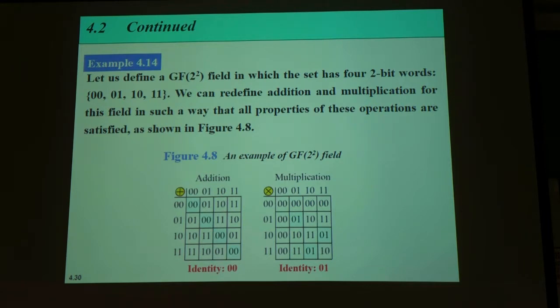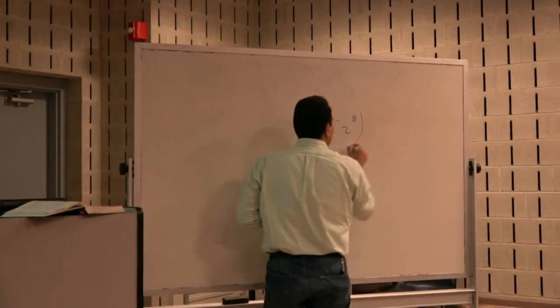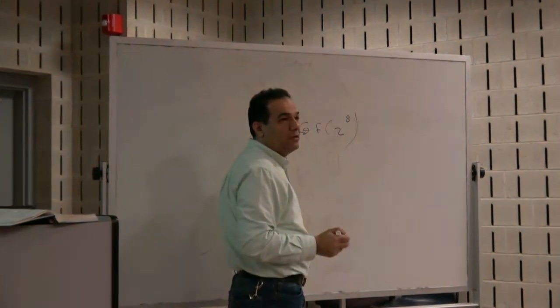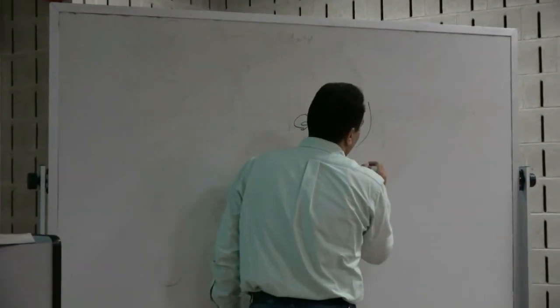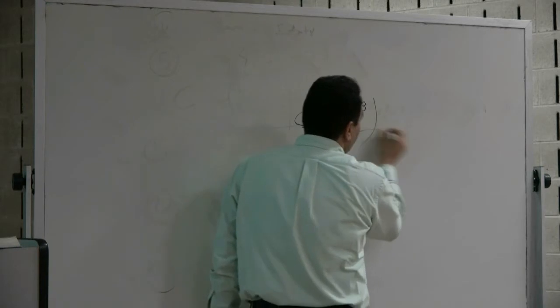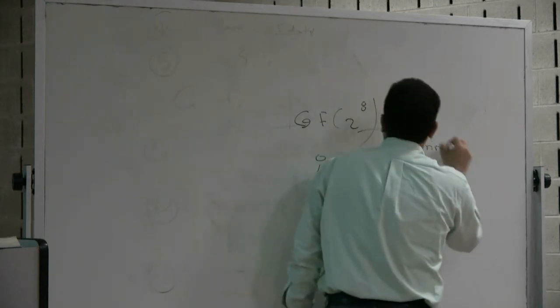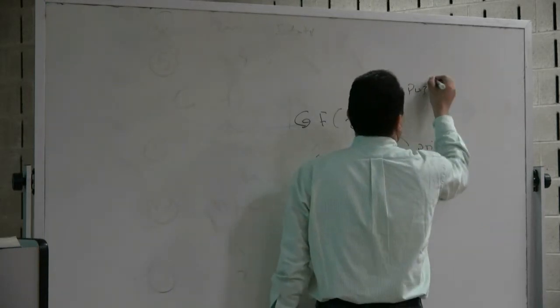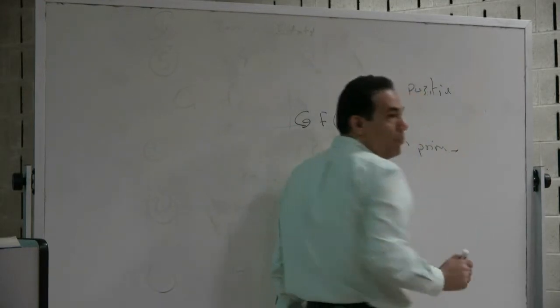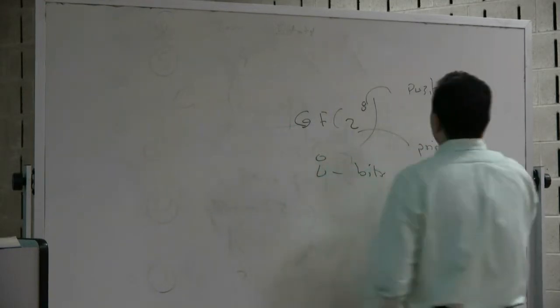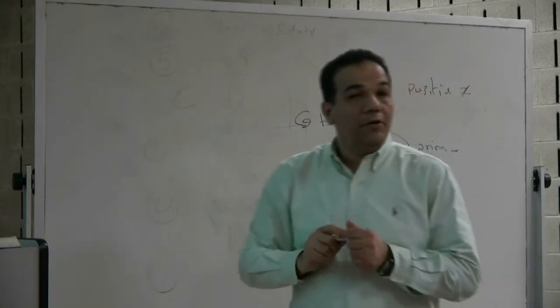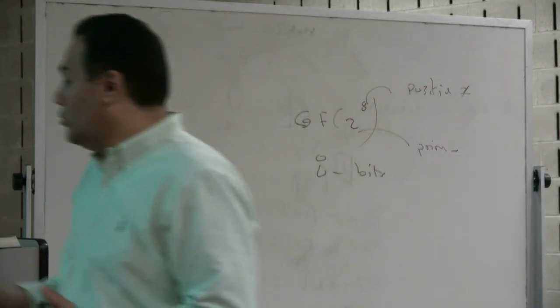2 bits. Clear? If we are using, for example, Galois field 2 to the power 8, how many bits do we need to represent this? 8 bits, right? This is prime, and this is a positive integer, right? Clear? Okay, so far we are going easy, right?